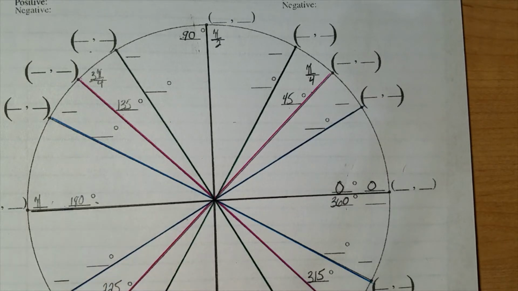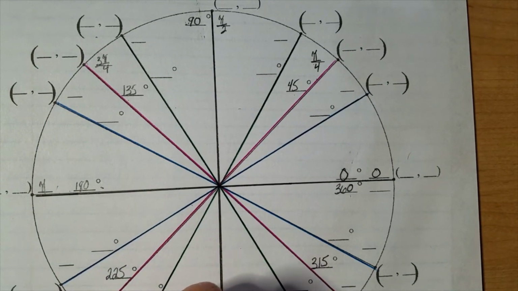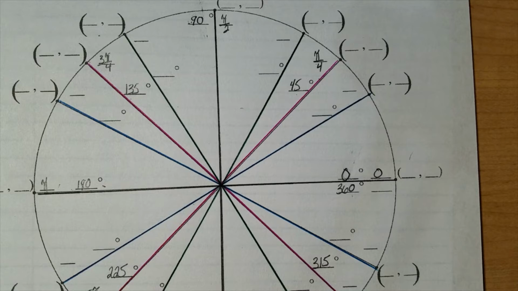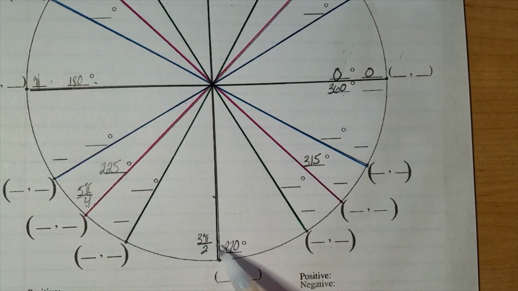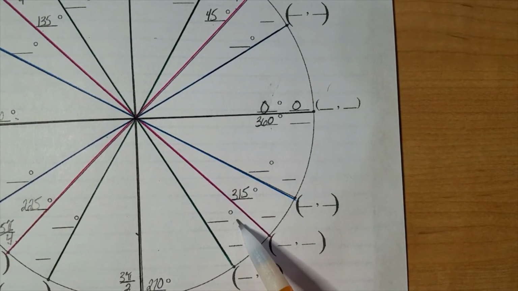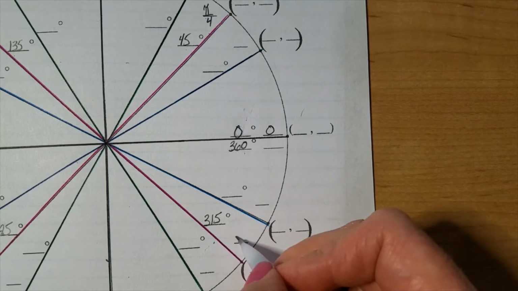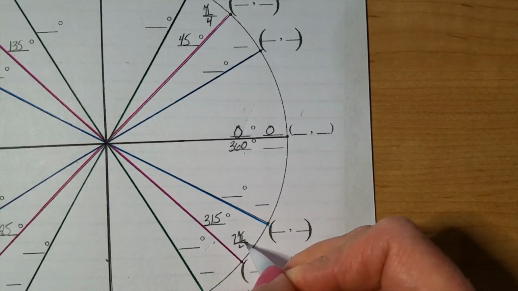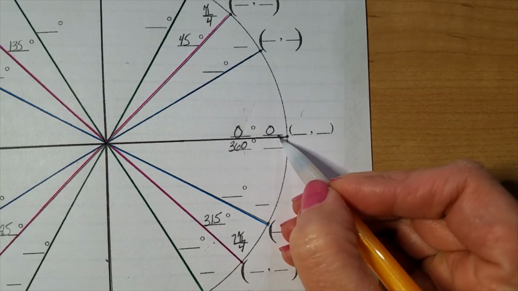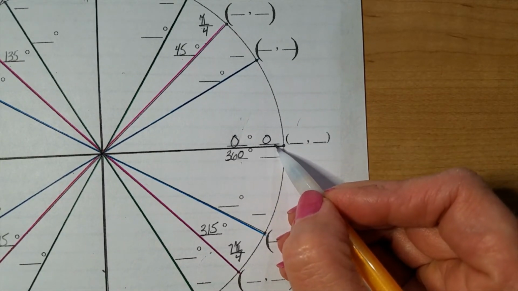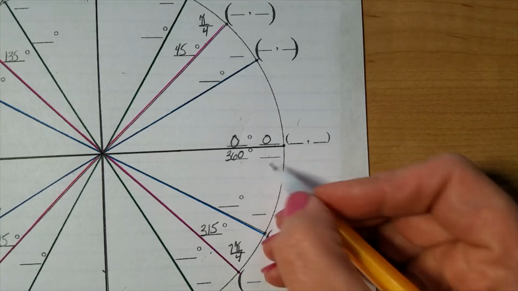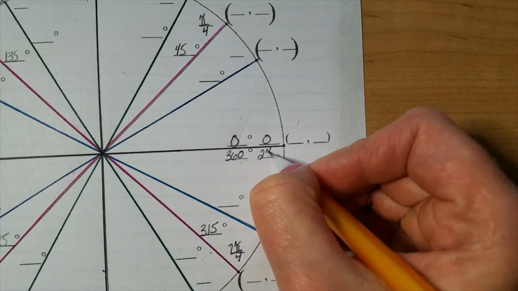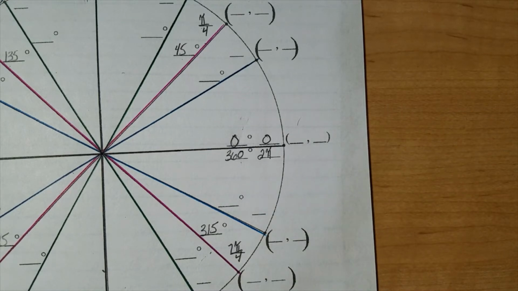Plus another pi over 4, now we're at 5 pi over 4. 6 pi over 4. 7 pi over 4. 8 pi over 4. Well, 8 pi over 4 is going to reduce down to 2 pi, and I just realized I missed that one. That should be 2 pi. Okay, so that was 45 degrees and pi over 4.